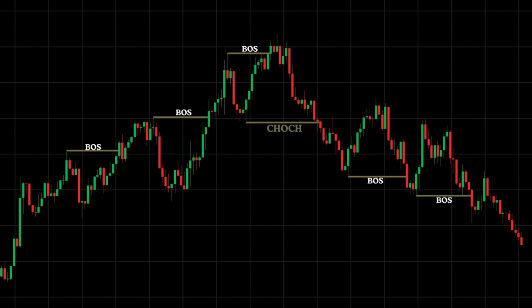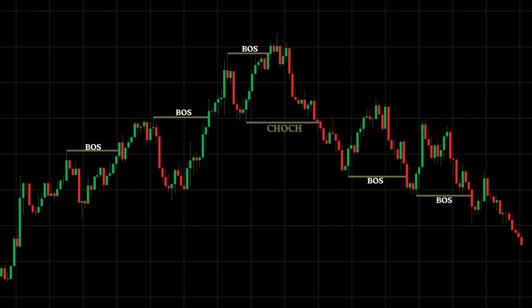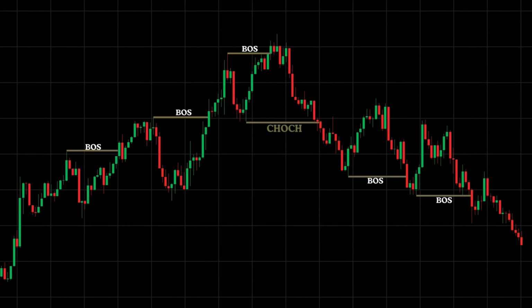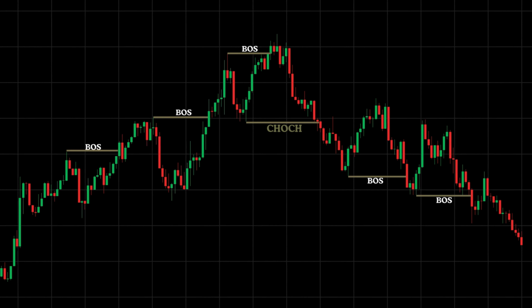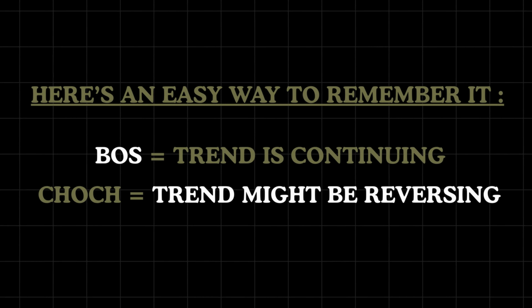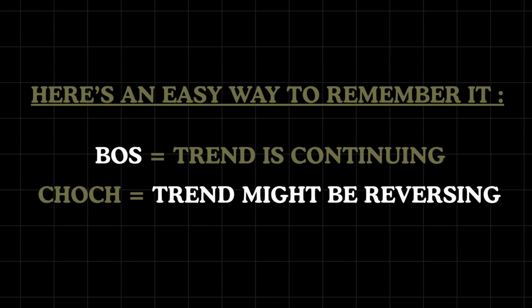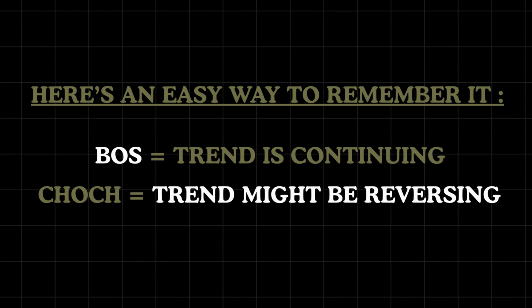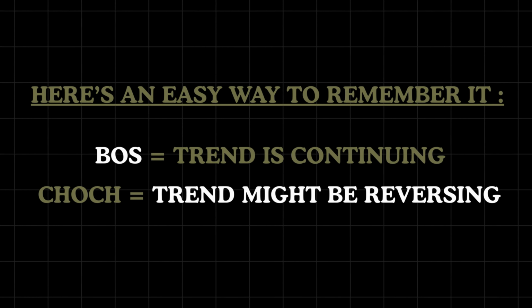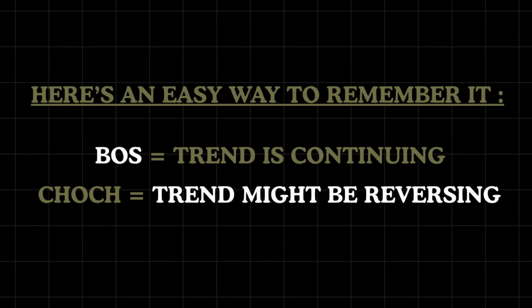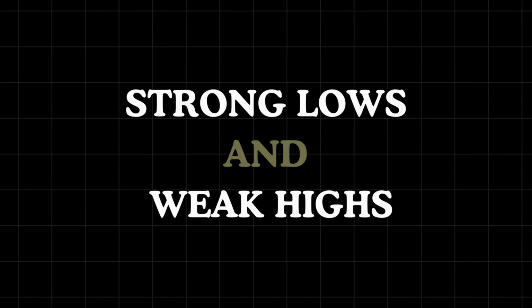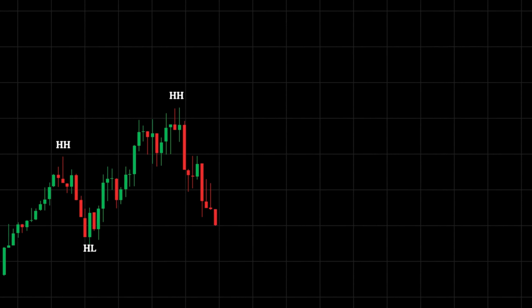So, when you spot a change of character, it's time to pay attention. You may stop looking for buys and start watching for potential sell setups. Here's the simple way to remember it. Learning to identify these on the chart keeps you one step ahead. You'll know when to stay with the trend and when it might be time to adjust your strategy. Strong lows, weak highs. Let's identify them on the chart.